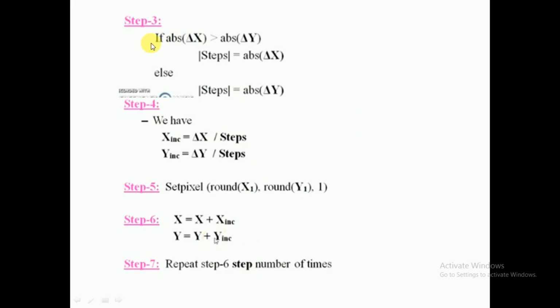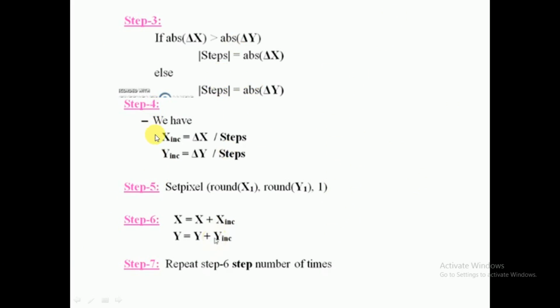Then step 3. If the absolute value of delta x is greater than the absolute value of delta y, steps equal to delta x. The absolute value of delta x means how many steps you have to repeat this algorithm; that you have to calculate. If delta x is greater than delta y, steps equal to delta x, meaning you are moving in the x direction. Else steps equal to delta y, meaning you are moving in the y direction, right?